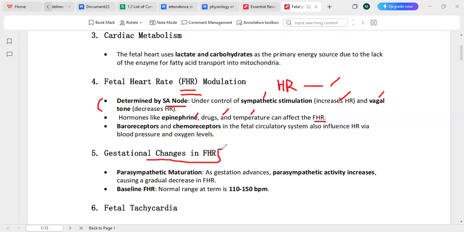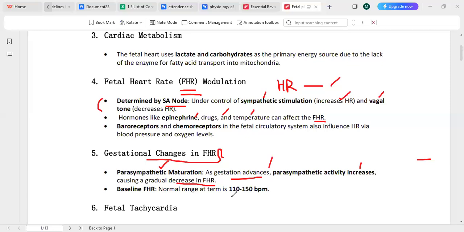What are the gestational changes in the FHR? Again, a very important topic. Parasympathetic maturation is playing a very important role. When gestation advances, when there is a more mature fetus close to term or close to birth, parasympathetic activity increases, causing a gradual decrease in FHR. So if we take a fetus at 7 months of gestation, the heart rate will be higher, and close to term, the heart rate will be lower.